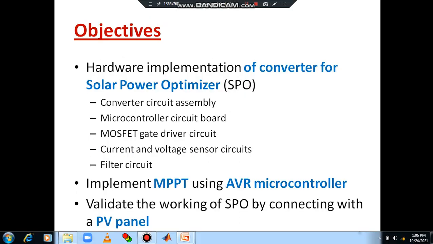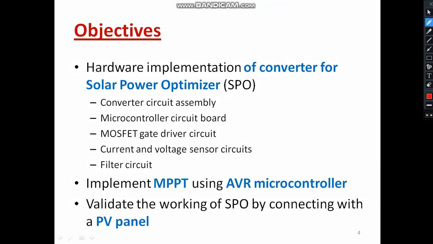The main objectives of the project are as follows. Mainly to design a solar power optimizer and develop the hardware model of the solar power optimizer. That's the main objective.